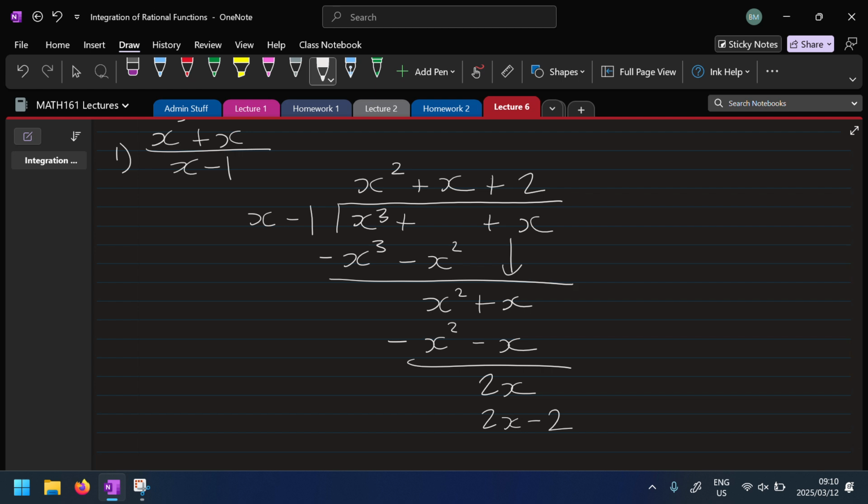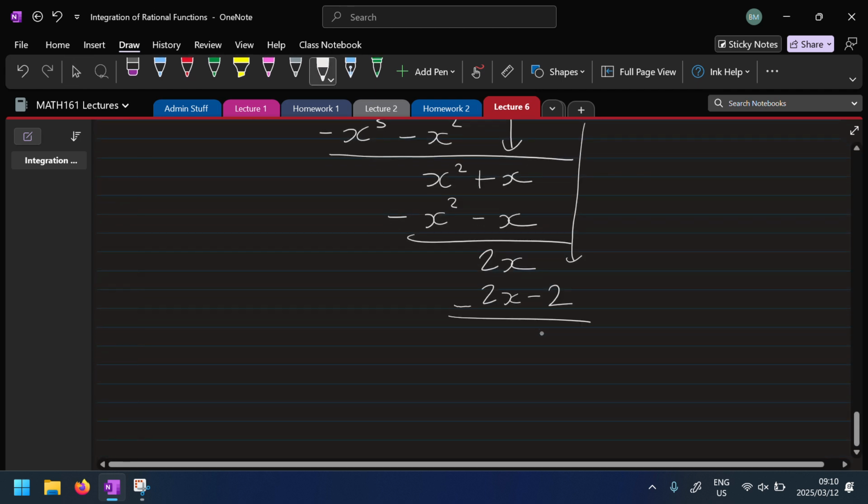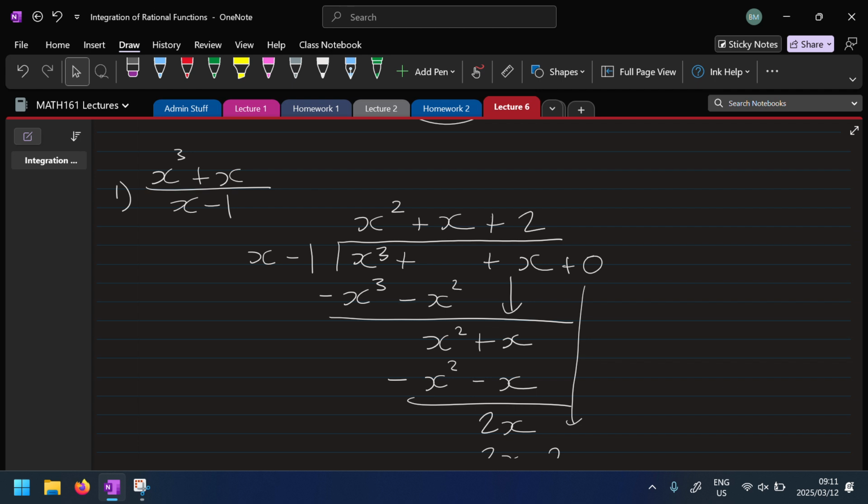Okay, there's nothing to carry down because it's just plus 0. But if you want to put a plus 0 and then carry that down, it's the same thing. Okay, but there's nothing there. And then we do it again. 2x minus 2 divided by the x. Subtract. So that will be 2. We stop there. Okay. Because 2 has a degree less than x. You can't divide it anymore.